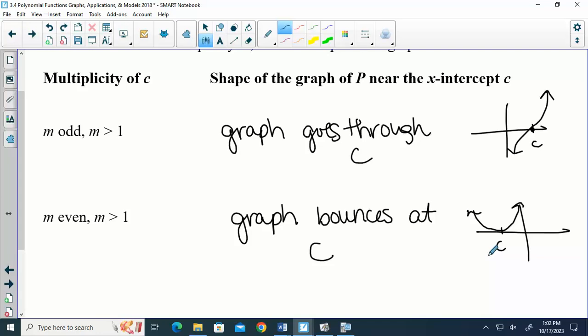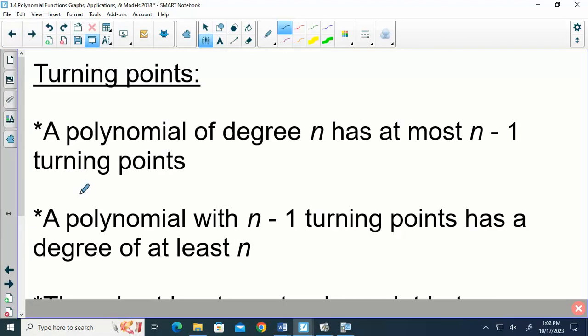Final thing that we're going to touch on today, and then I'm done. Turning points are where your graph changes direction. So it's like where you switch from increasing to decreasing. If I look at this one, we have a turning point here. So I was going up and I started going down. I have a turning point here, here, and here. Okay, so this graph had 4 turning points.